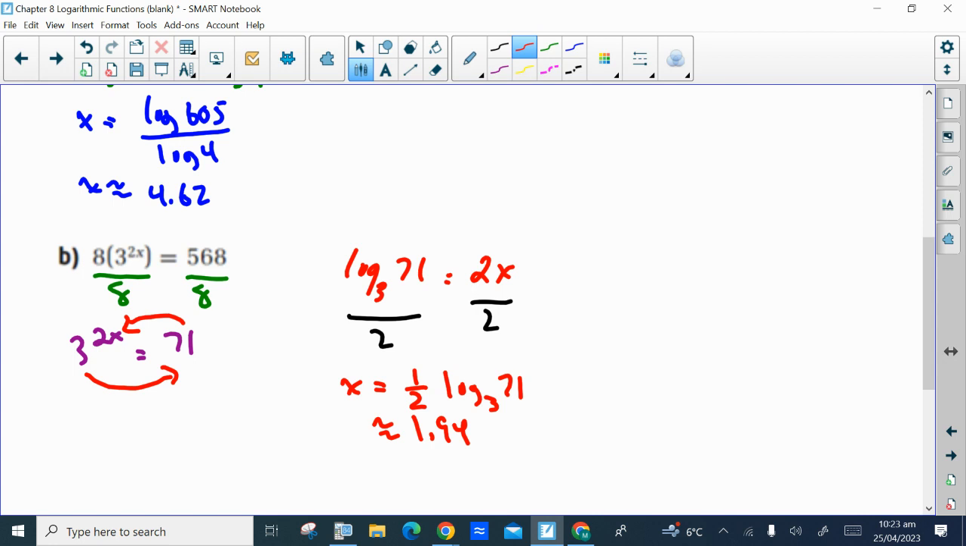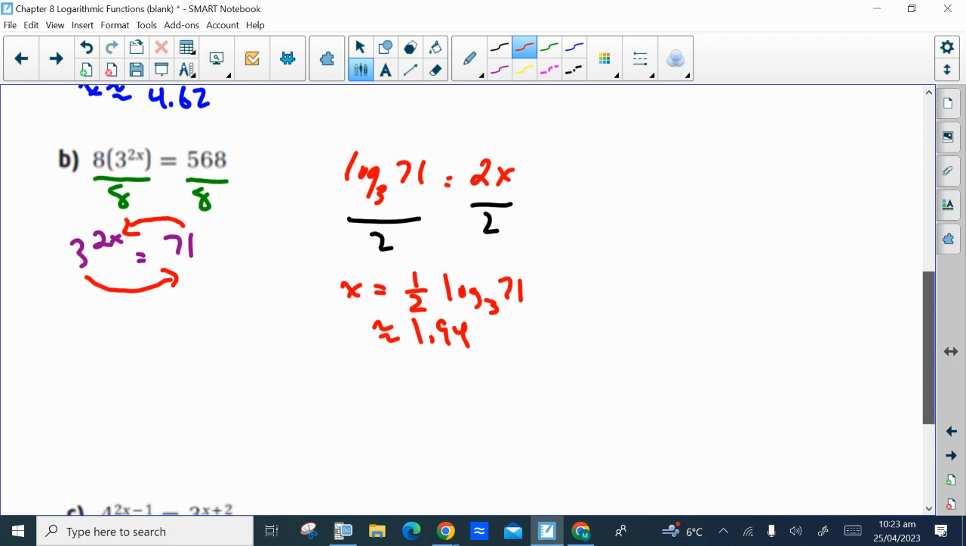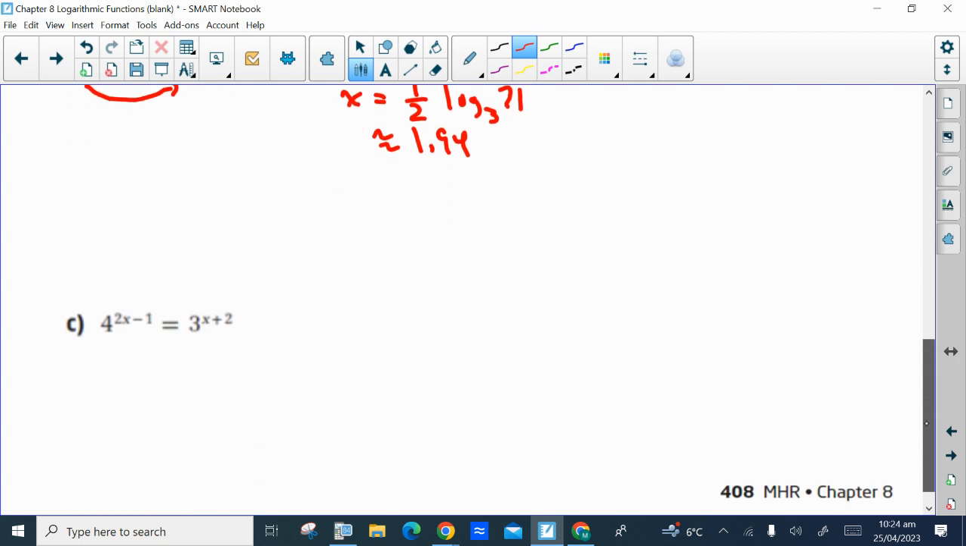If you wanted to do it the first method, which is taking the log of both sides, once again, I would divide both sides by 8 first. And then you could take the log of both sides and use the power law. You will get the same expression in the end. They both work.